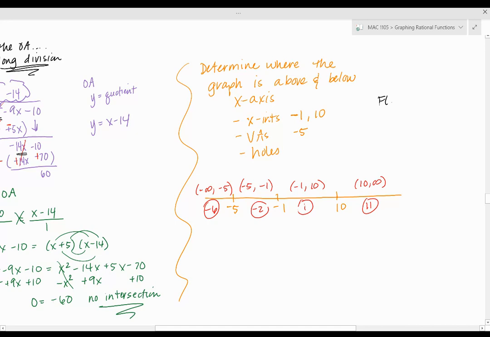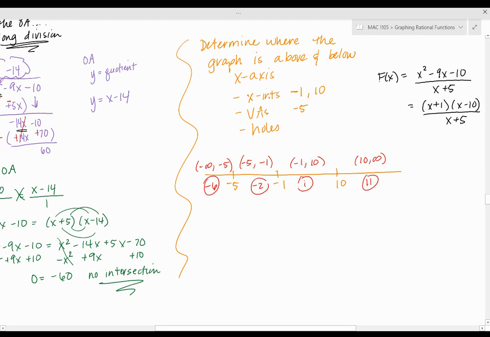So f of x is equal to x squared minus 9x minus 10 over x plus 5. Or you could use the factored form, doesn't matter. x plus 1, x minus 10 over x plus 5. All right, so I'm going to plug my test points into that function to see if I get positive or negative values. All right, so let's try -6.